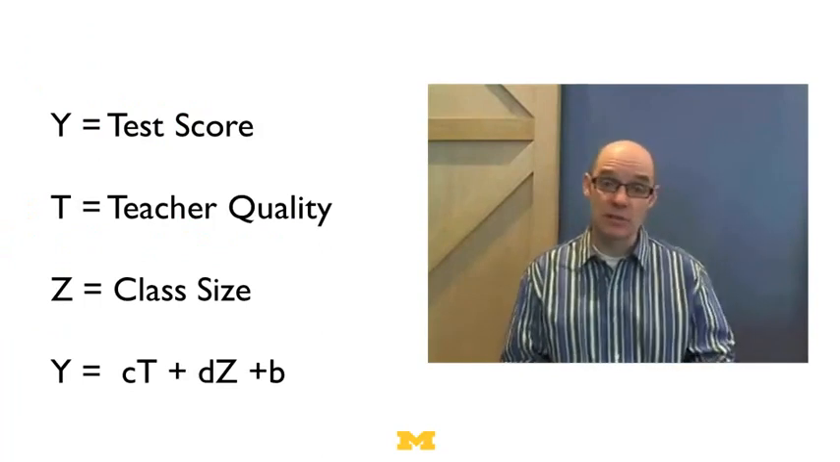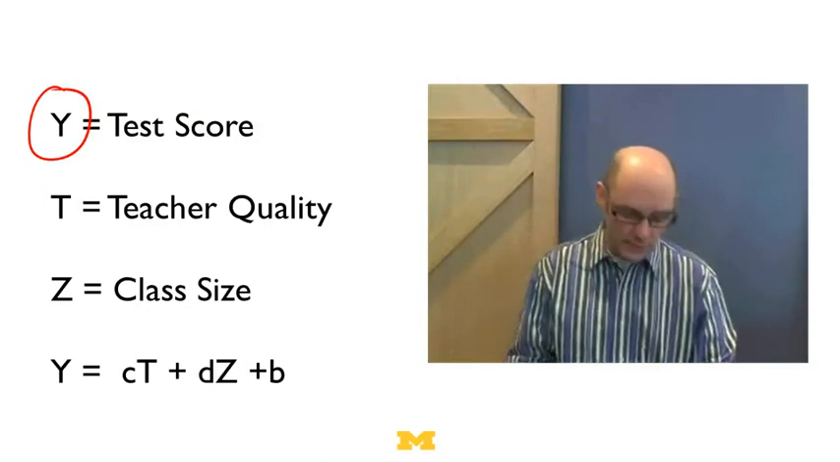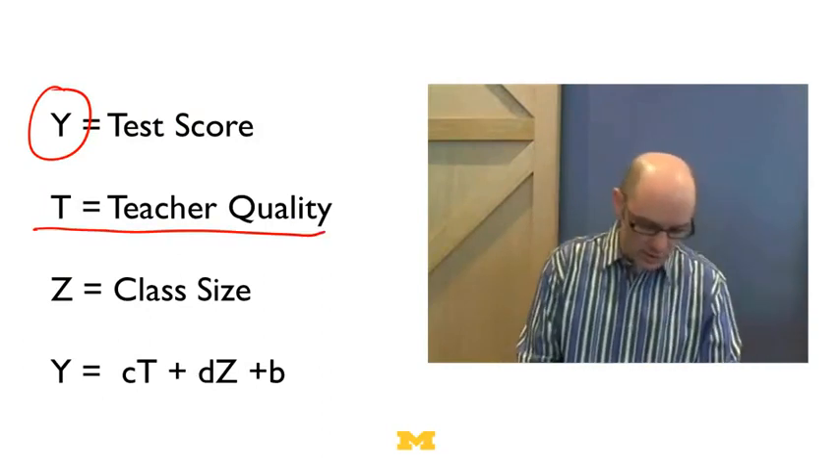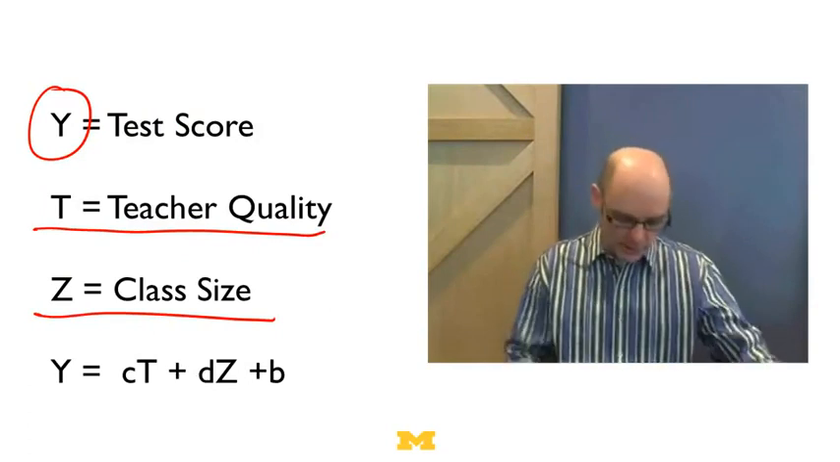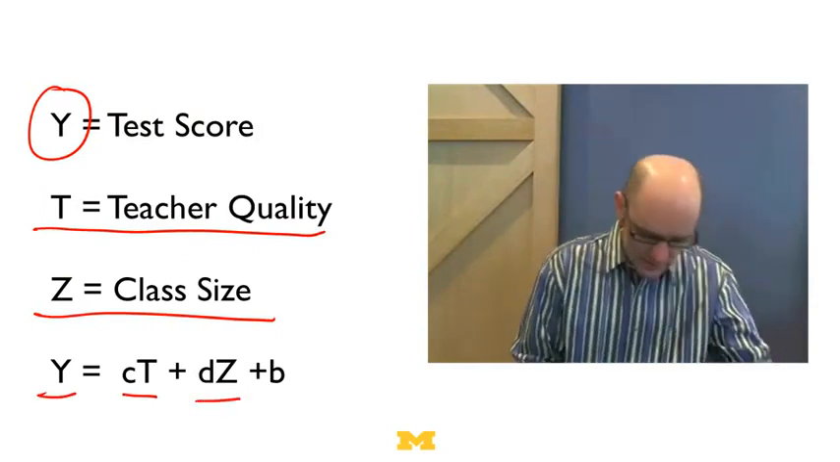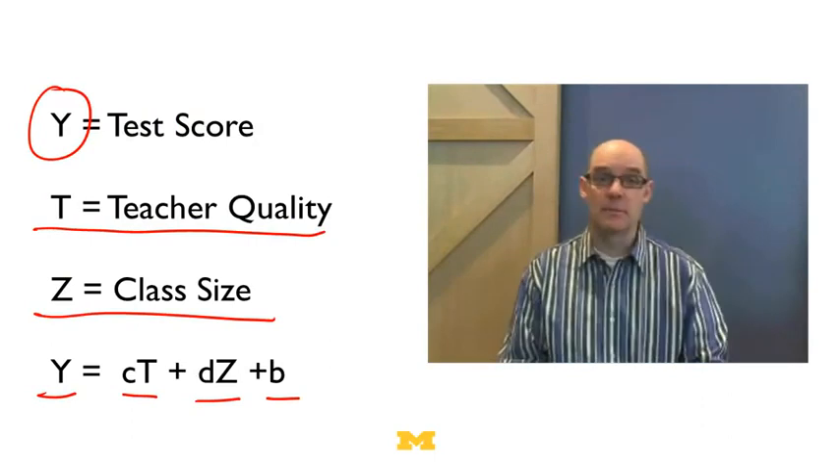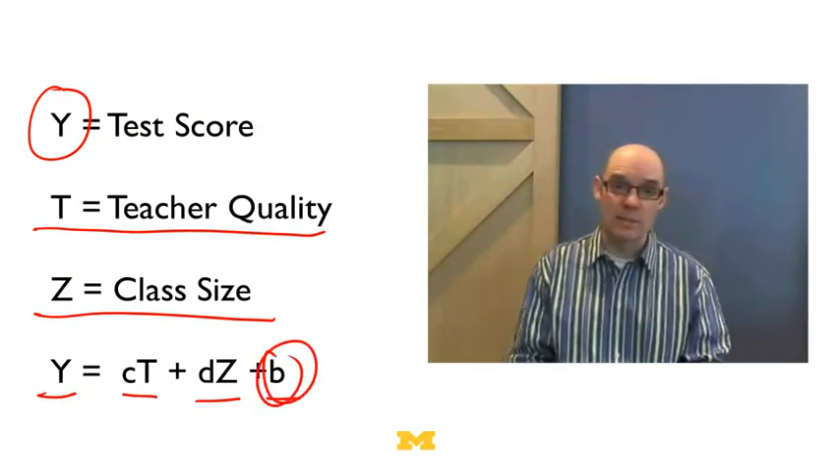Suppose again we're looking at student test scores. So that's y, that's our dependent variable. It could depend on a couple of things. It could depend on t, which is teacher quality, and it could depend on z, which is class size. So we just write down a simple linear model that says y equals c times t plus d times z plus b. B is again our intercept. That's just the familiar intercept from before, just like y equals mx plus b.